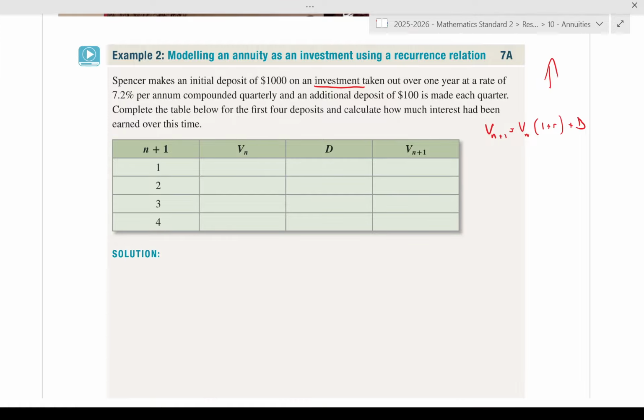This one here is 7.2% per annum, but it's compounded quarterly, so we're going to have to do 7.2 divided by 4 to give us our quarterly rate. We've got an initial deposit and an additional deposit. Sorry, I should say additional deposit, not initial. The initial one is $1,000. So let's have a look. All the information is there. We're going to fill in this table, and then we're going to calculate the amount of interest.